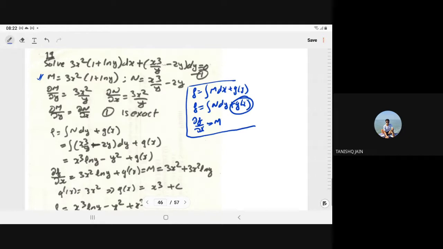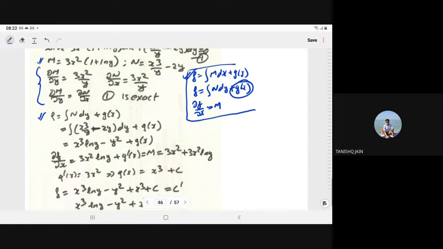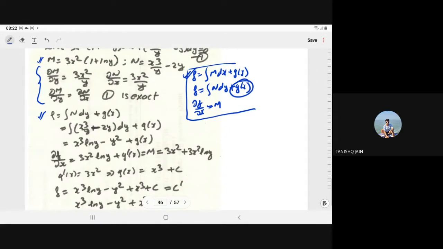So from here you can judge that the given equation is exact, since del M by del y is equal to del N by del x. So here, instead of taking f is equal to integral M dx plus g(y), now I am taking f is equal to integral N dy plus g(x).